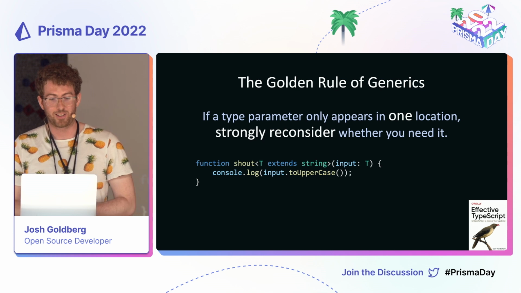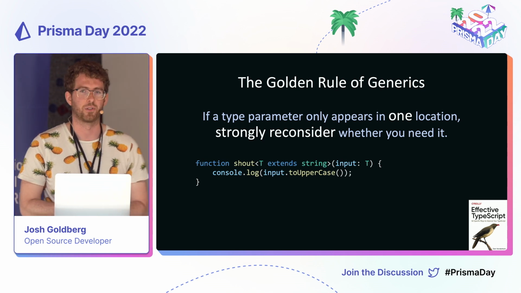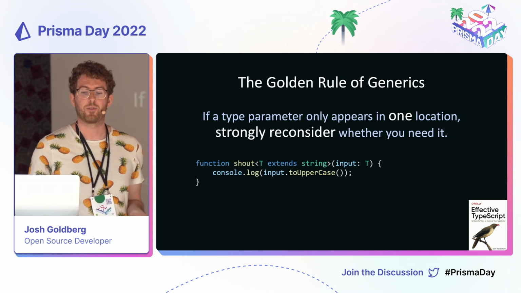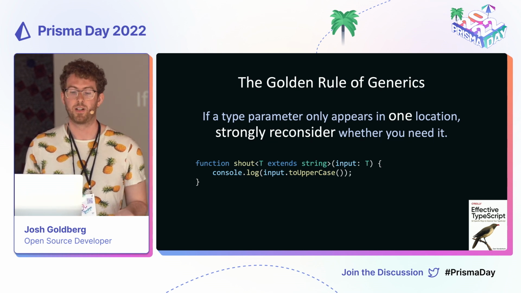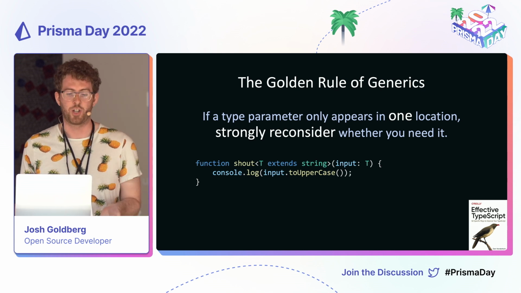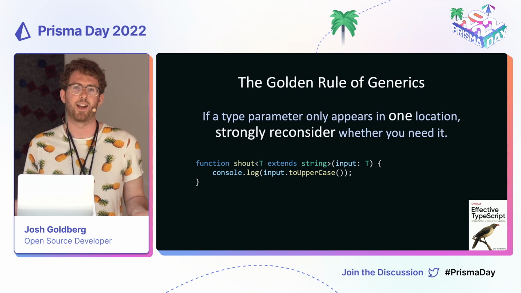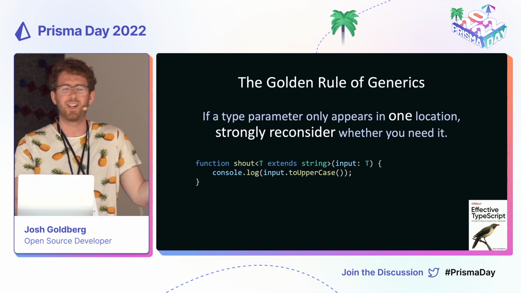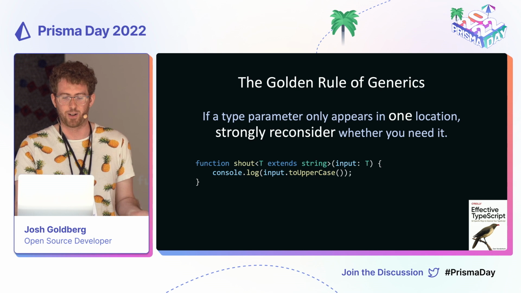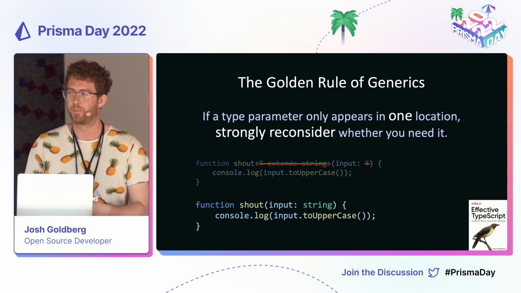And for generics, there's a golden rule from Dan Vanderkam's Effective TypeScript, which is a quote also from the TypeScript team. If a type parameter only appears in one location, strongly reconsider whether you need it. For example, we have this shout function, which takes in a T, which is a string. It only appears in one location after declaration. There's no need for this function to have a generic on it. We could have just removed the generic and switched it to an input string.